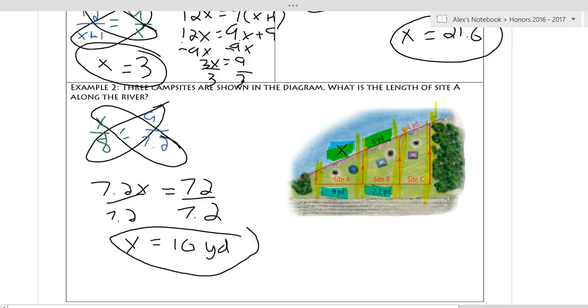Alright, that's all the examples. That's one of each of our theorems for this target. Otherwise, it's really just going back to Target 1B, solving those proportions.